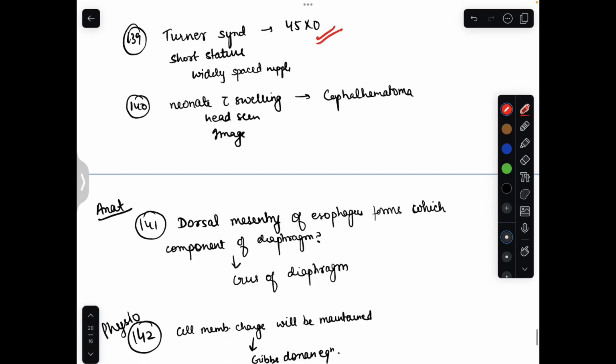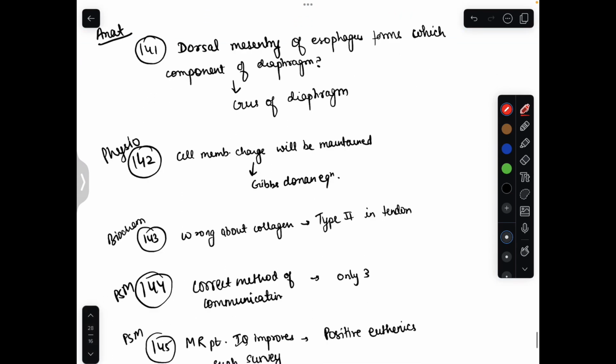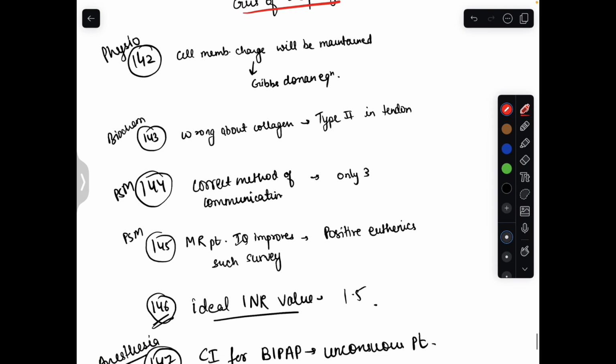For 139, Turner syndrome, short stature, widely spaced nipples. For this, the correct genotype is 45X. So, a neonate with swelling, images were given. The neonate had one swelling, and the correct answer for that one is cephalhematoma. For 141 question, which I missed in the exam continuously, that one is dorsal migration of esophagus from which component of diaphragm? For this, the correct answer is crus of diaphragm.